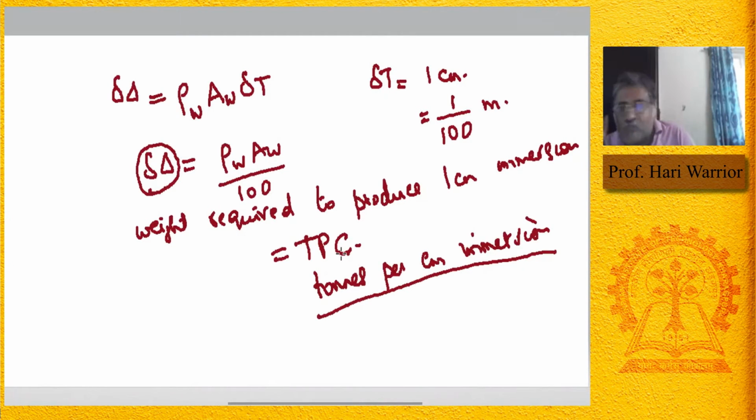Now, this tons per centimeter immersion is a property of the ship itself. After the ship is built, tons per centimeter immersion becomes a property of the ship, which means that tons per centimeter immersion can be plotted as a function of draft. As the draft of the ship keeps on changing, its tons per centimeter immersion will keep on changing. So this tons per centimeter immersion is also a hydrostatic particular. Now we can always draw like this. You know, always we draw curves like this.